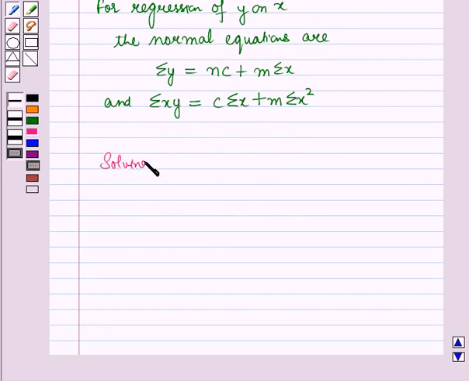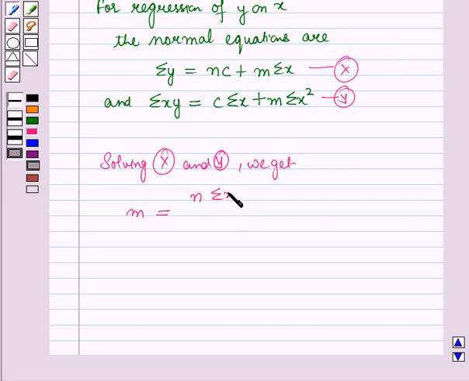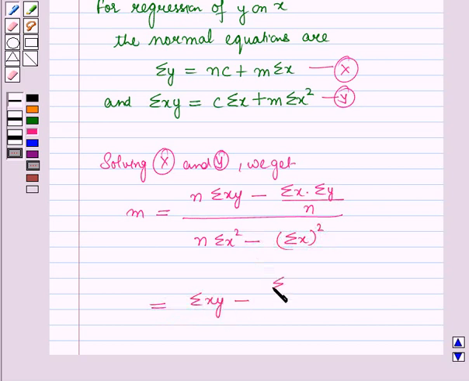And solving these two equations, that is solving for m and c, we get m is equal to n summation xy minus summation x into summation y, whole upon n summation x² minus (summation x)², which is equal to summation xy minus (summation x into summation y) over n, whole upon summation x² minus (summation x)² over n.